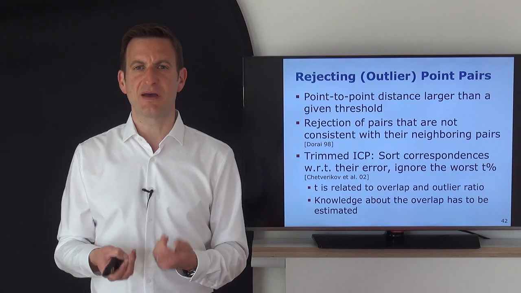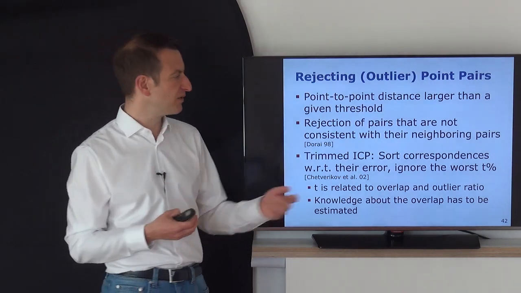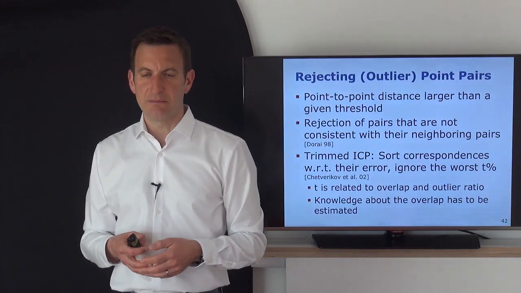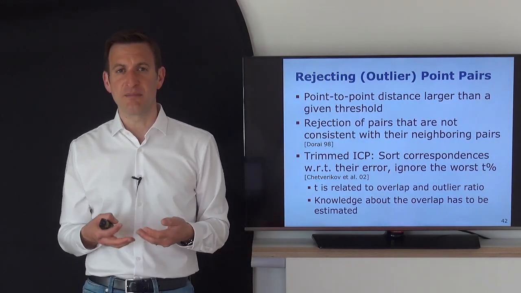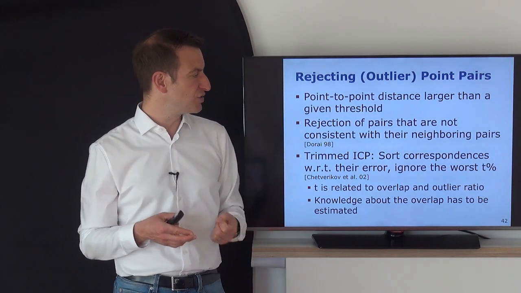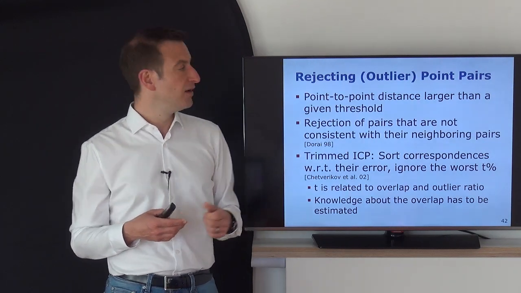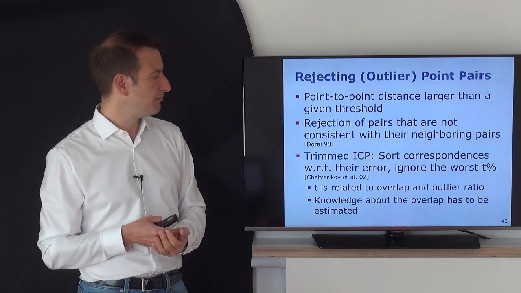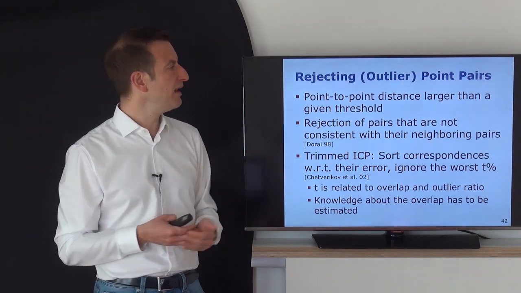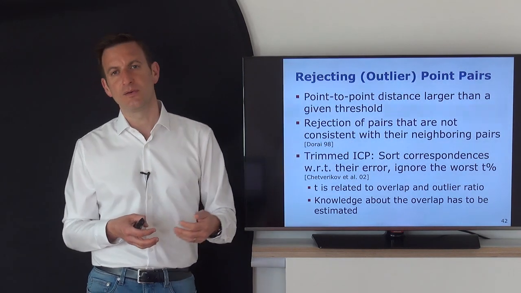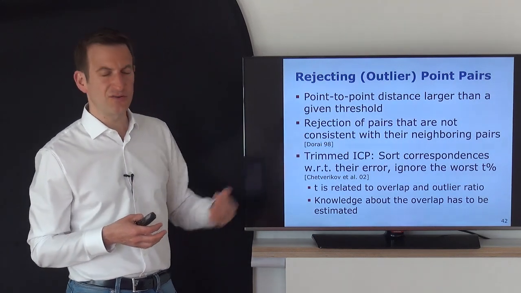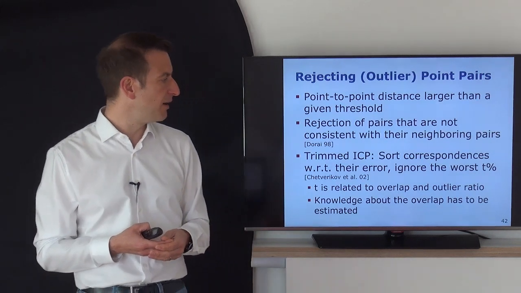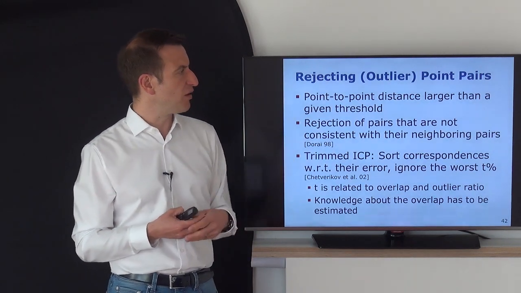Then this T is related to your outlier ratio, so this T% over here is the percentage I'm throwing away. But again, it requires you to know something about your overlap and that your initial data association is not too bad. So again, this is always a very heuristic approach. It's not always easy to do that in the right way. We will later on in the course learn a technique where we can use something at least slightly smarter, or different techniques to deal with those outliers.